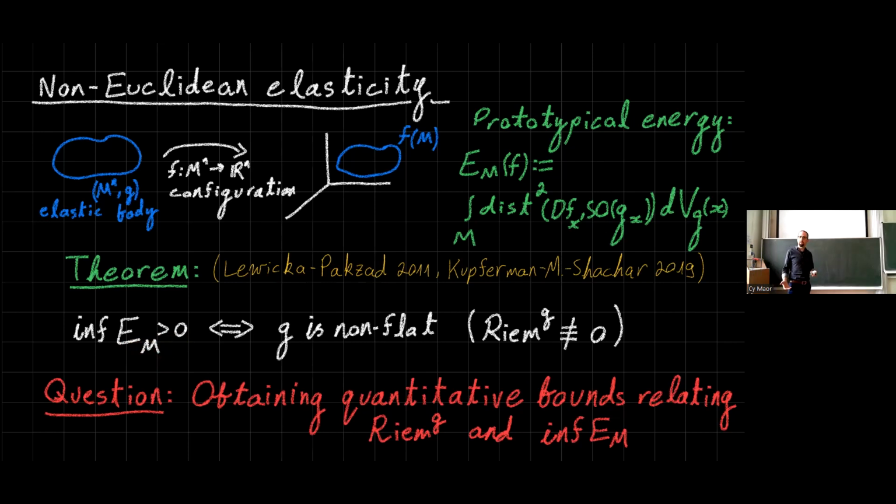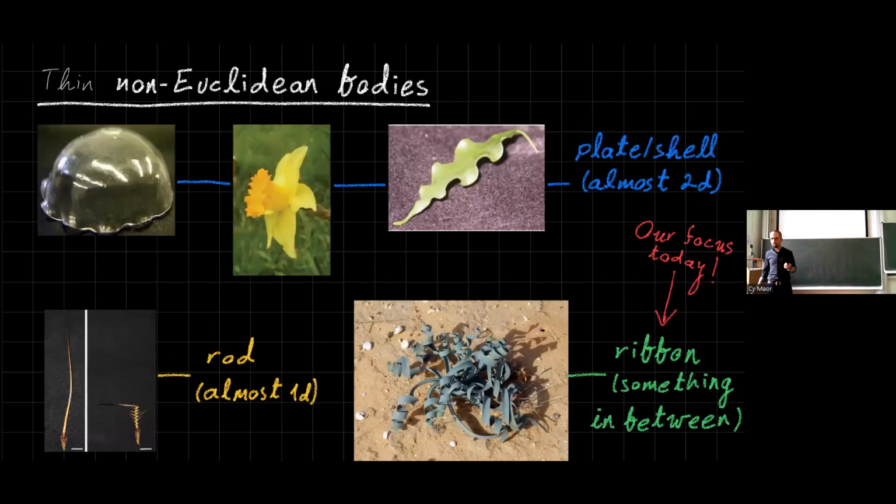So this brings us to the second part of the talk, in which I'm going to talk about thin non-Euclidean bodies. So what do I mean again by thin non-Euclidean bodies? These are all, and I'll go through the pictures in a second, three-dimensional bodies, but they're almost lower dimensional. So in these three examples, they are very thin, they're almost a surface, they're almost 2D. Okay, so these are plates and shells, if you like.